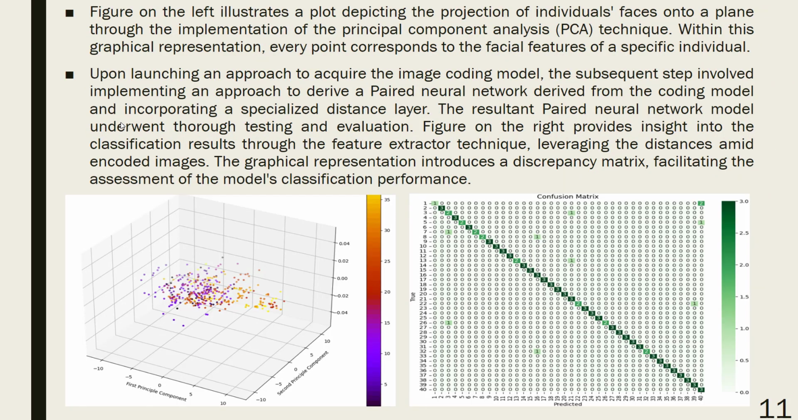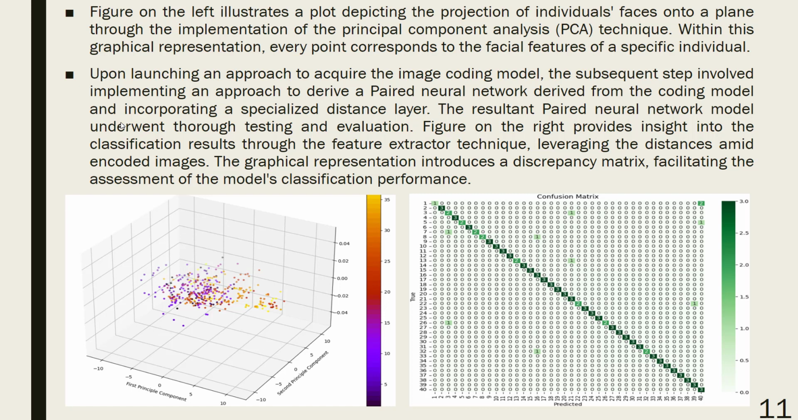Figure on the left illustrates a plot depicting the projection of individual faces onto a plane through the implementation of the principal component analysis technique. Upon launching an approach to acquire the image coding model, the subsequent step involves implementing an approach to derive the Siamese neural network from the coding model and incorporating a specialized distance layer. The resultant Siamese neural network model underwent thorough testing and evaluation.